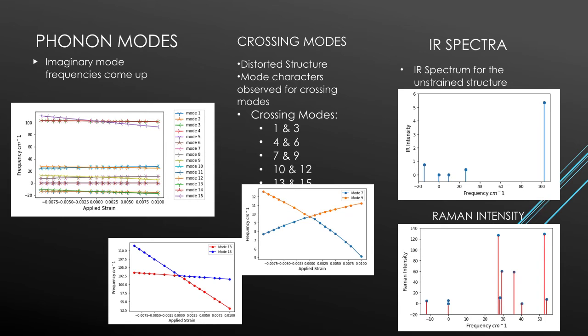And also, once we had all of our frequencies together, we plotted the IR intensity. But we also found that if you shifted the structure a little bit and distorted the atomic positions, you do end up getting Raman intensity, as shown on the figure at the bottom right corner.